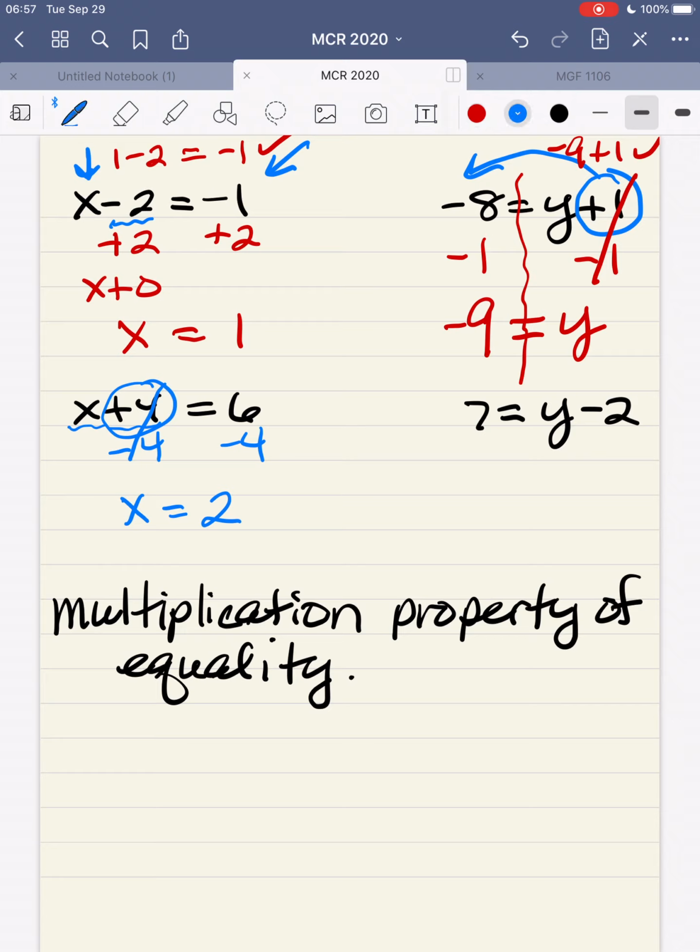Last one here, I have a y minus 2 on the right. I have a minus 2, so that means I need to plus 2. Be mindful where my equal sign is, and plus 2 on this side.